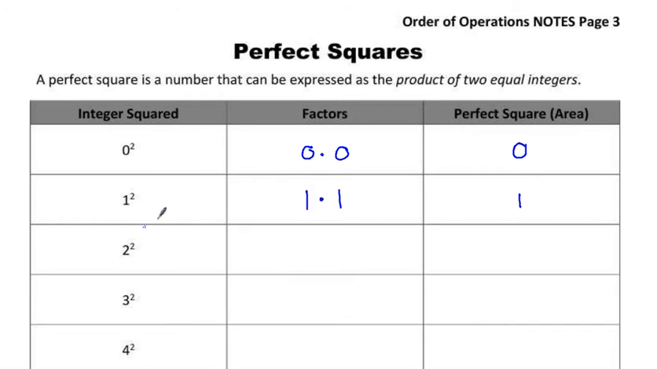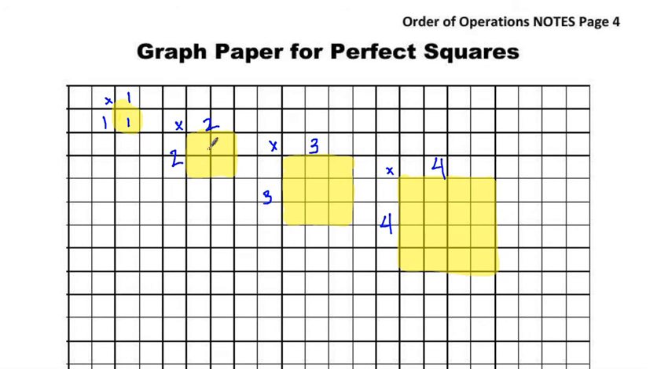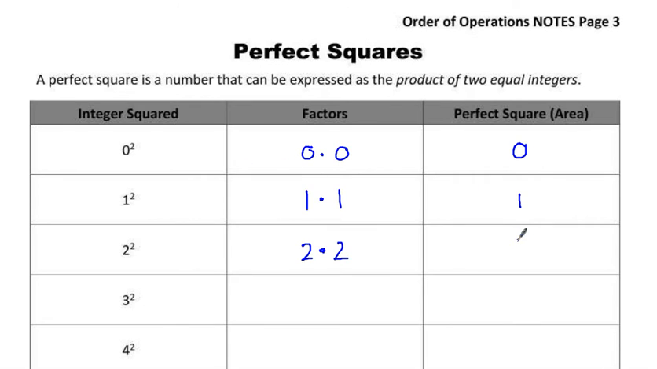For 2 squared, it's going to be 2 times 2. And if we look back at the picture on page 4, a 2 by 2 square is made up of 4 pieces. So 2 times 2 is 4, a perfect square of 4. And the perfect square of 4 is really 2 to the second power. So you can go back and forth between the two.